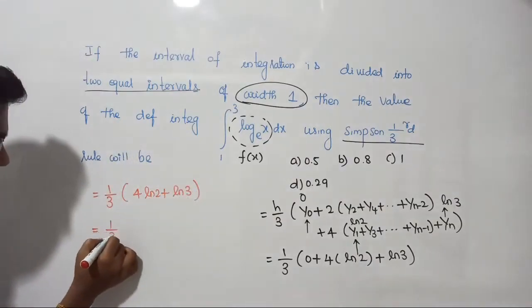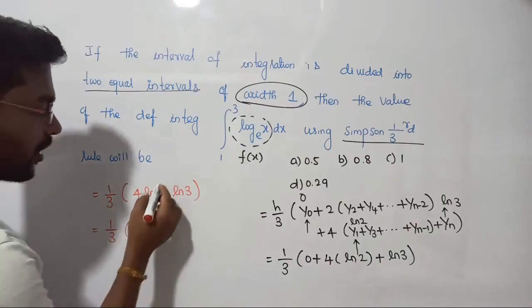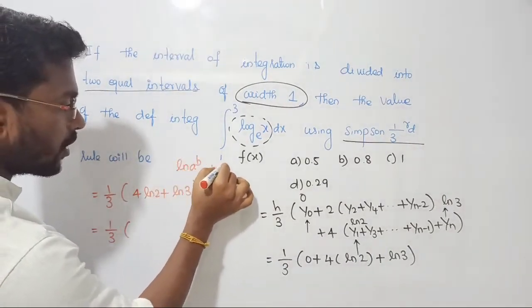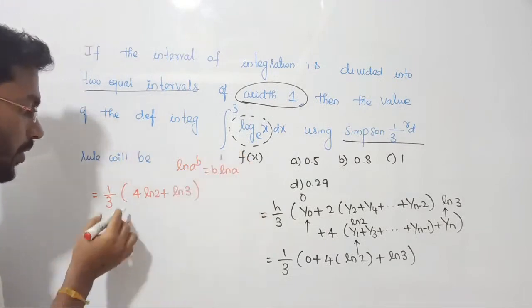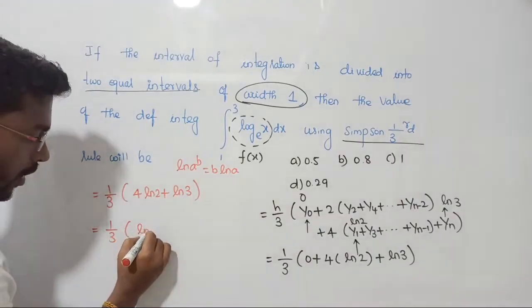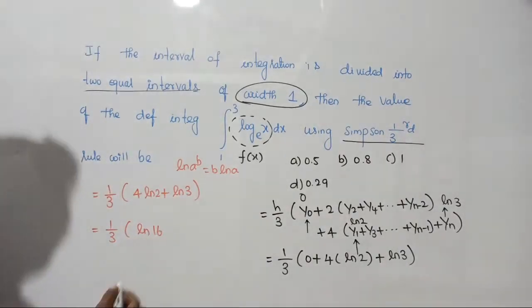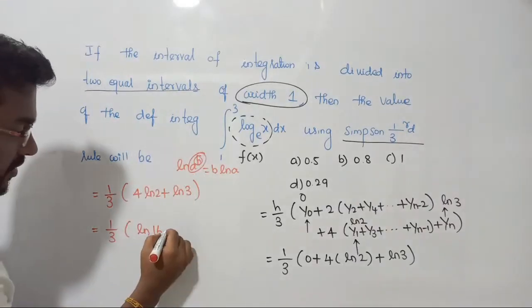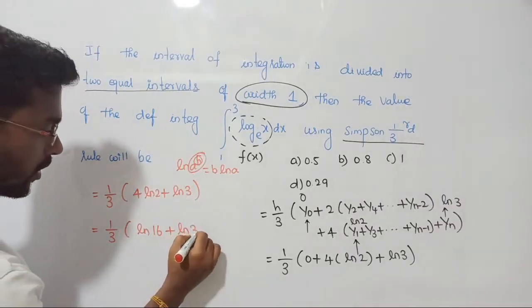Let me reduce the function further. Guys, we all know it can be solved directly. See, what we know is ln of a power b should be equal to b into ln a. So this 4 can be taken up as a power on the 2, that is 2 power 4, which is 16. I am writing in this format. I took the 4 up here, right? So ln 16 plus ln 3, correct?